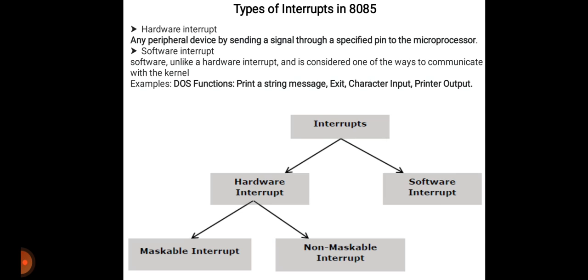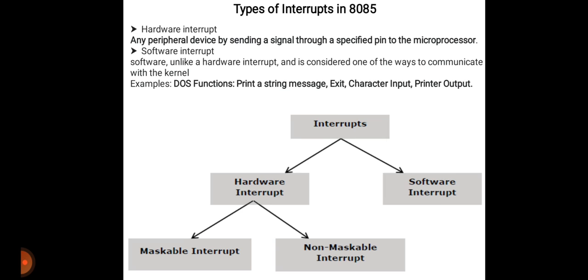Upon completion of the service routine, the CPU returns to the main program. This type of interrupt in 8085, where CPU pins are used to receive interrupt requests, is called a hardware interrupt.